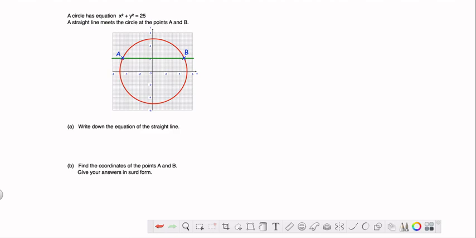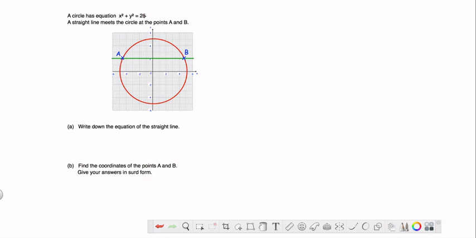I'm using this question from Corbett Maths. Here I've got a circle and it's got an equation x squared plus y squared. Now all equations of circles have got the form x squared plus y squared. In this particular example, I know it's an equation of a circle because it's got the x squared plus y squared. And then here on the other side of the equal sign, you've got a 25.